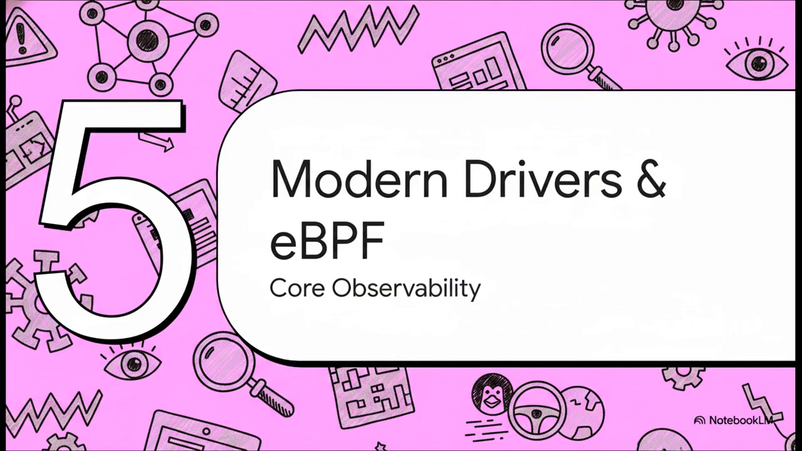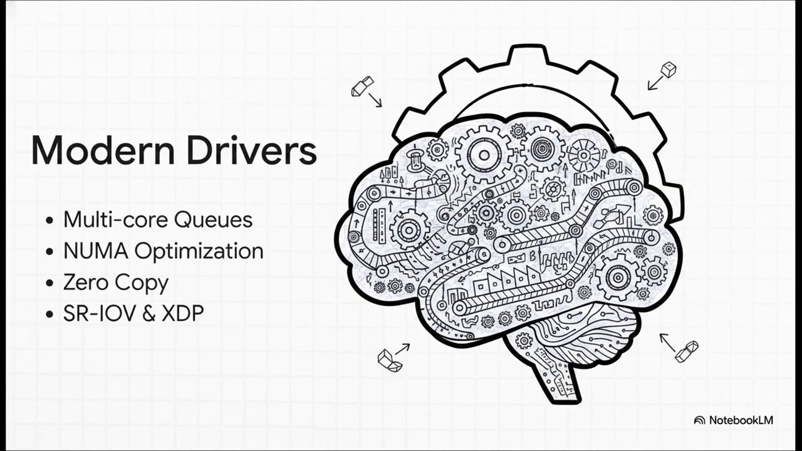Let's look at part 5, modern drivers and eBPF, observability in the core. First off, we have to realize that modern drivers aren't just simple mouse controllers anymore. High-end enterprise hardware like NVMe drives, GPUs, and SmartNICs, they demand insane complexity. Today's drivers handle multi-core queues, complex NUMA optimizations, zero-copy packet transfers, you name it. A modern high-end NIC's driver can easily contain hundreds of thousands of lines of code. They're practically mini operating systems running right inside the kernel.